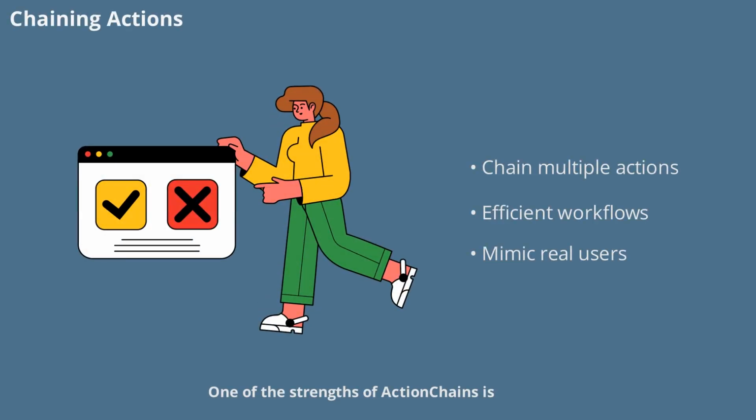One of the strengths of action chains is the ability to chain multiple actions together. For example, you can move to an element, click, and then type text, all in one sequence. This makes your tests more efficient and closely mimics real user behavior, especially for complex workflows.